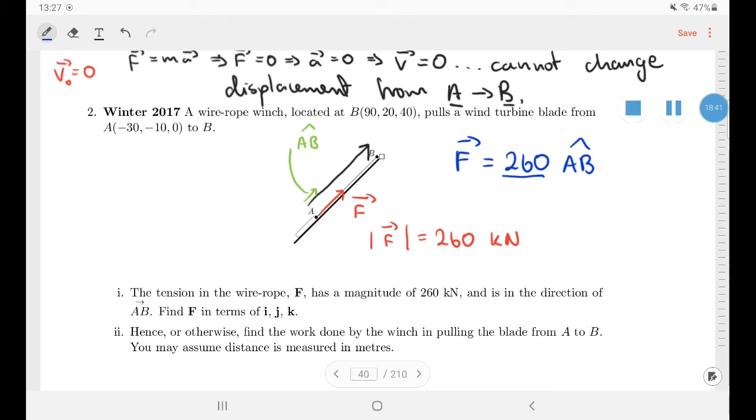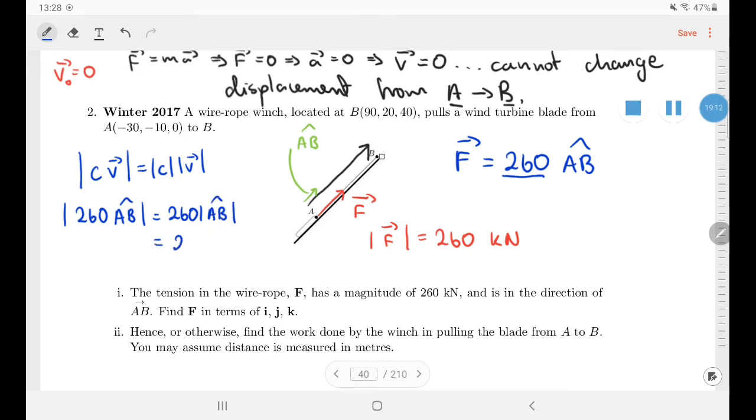And obviously we actually use something else, that the magnitude of a constant times a vector is equal to the absolute value of the constant, which is just going to be 260 over here, times the magnitude of the vector. So for example, 260 AB hat has magnitude absolute value 260, which is 260, times the magnitude of AB hat, but the way AB hat is designed, it has a length of 1. So 260 AB hat has the correct magnitude, 260, and it has the correct direction. So that's what we can do.